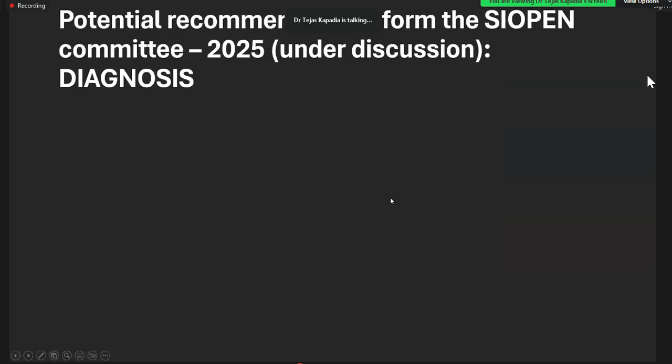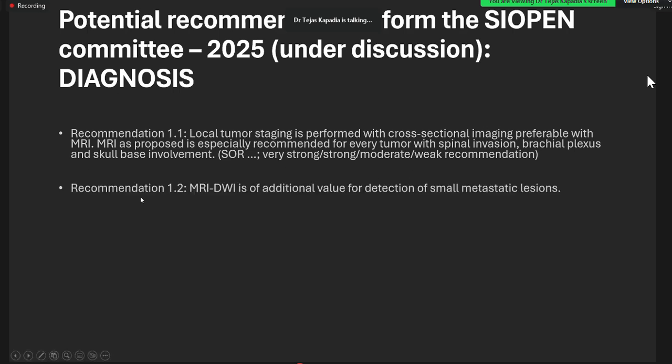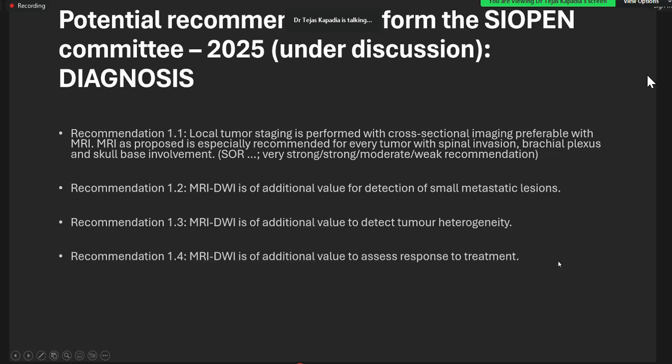Okay. So since I'm part of the SIOPEN committee, we are going to come up with some recommendations, and these are some of them. I'll quickly go through some of them where MRI DWI is now coming up in some smaller studies as of additional value for detecting small metastatic lesions, for tumor heterogeneity, and to assess response to treatment.